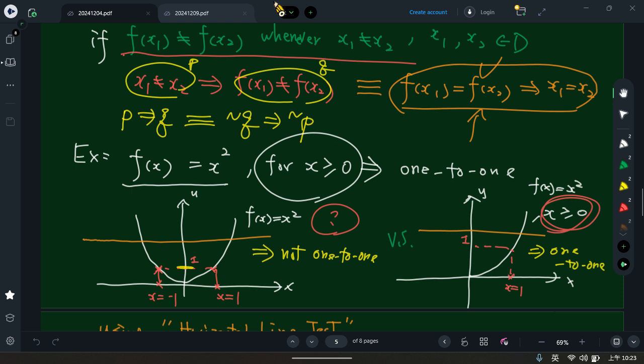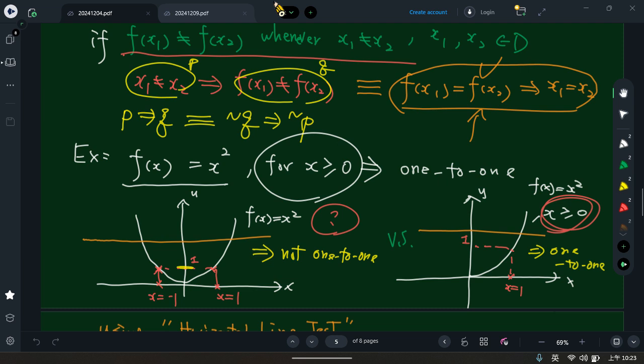However, if we set some constraint on this one, and I just focus on the right-hand part, then you can see it will be one-to-one, because only 1 can be mapped to 1, +2 mapped to +4. So it will fit the requirement for the one-to-one property.